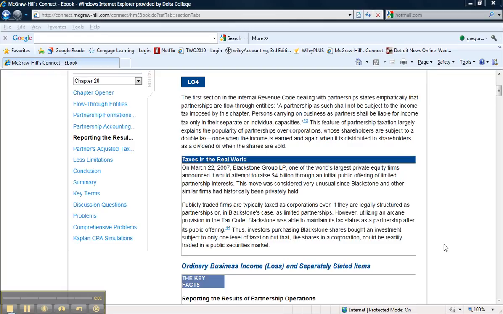Okay, on to learning objective 4. We already talked about how partnerships are flow through entities, and that means each partner just gets a percentage share of the profits allocated to him or her, and then they pay the tax that income creates on their own personal tax returns. And the partnership doesn't pay tax. So now we're going to deal with how to actually affect that, how to make that happen.